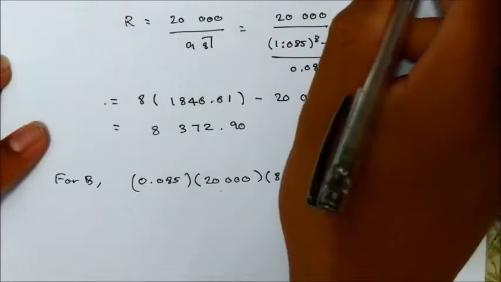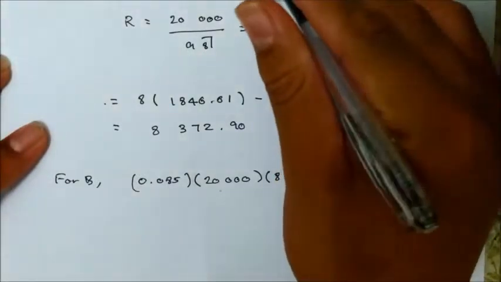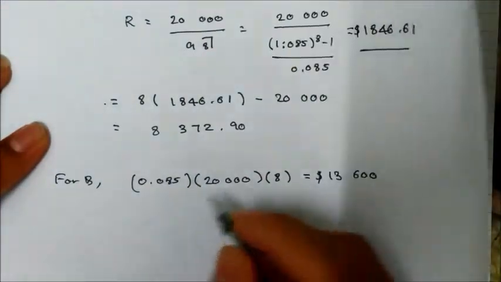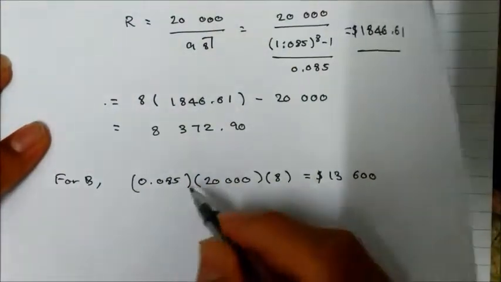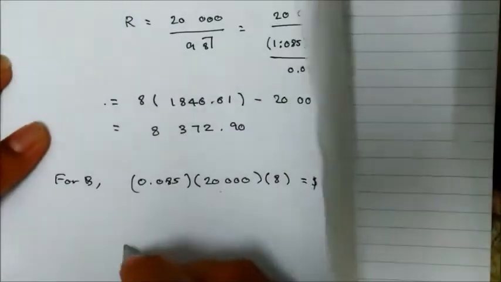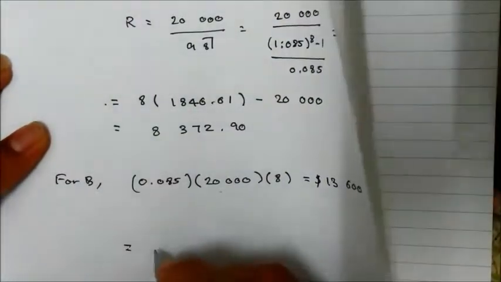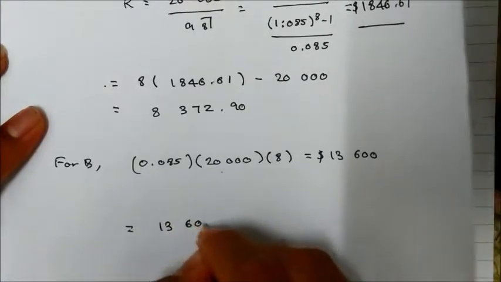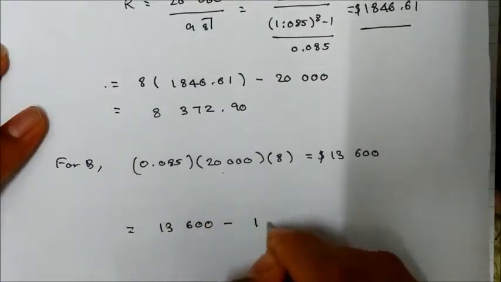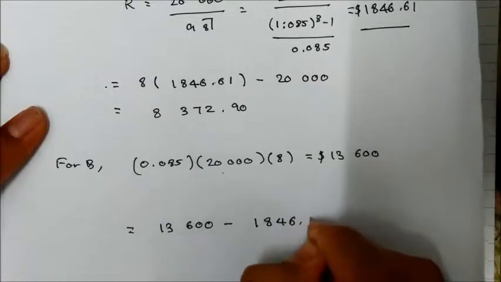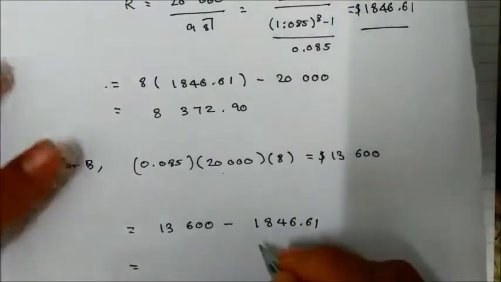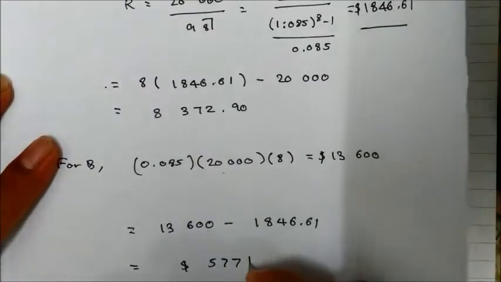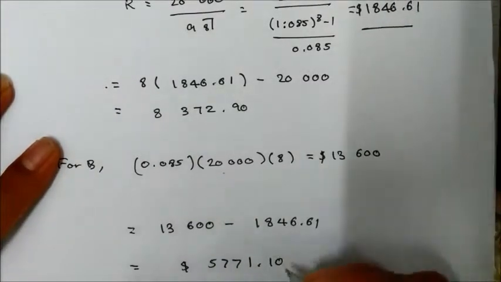Since the question asks how much more B will pay than A, we just have to subtract the interest paid by A from the interest paid by B. So the answer is going to be 5,771.10 cents.